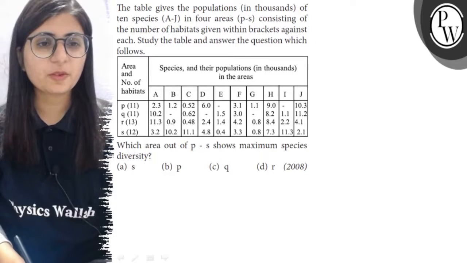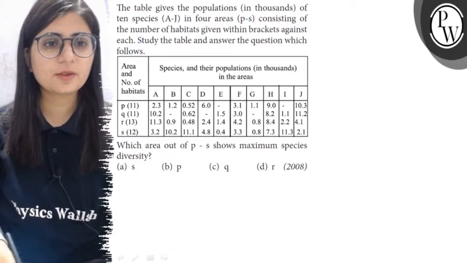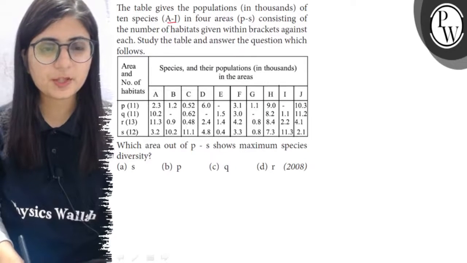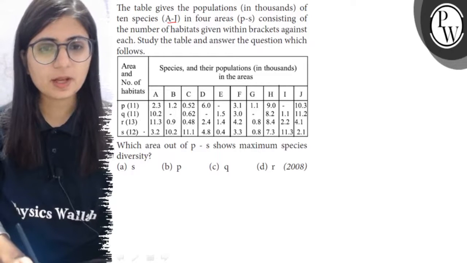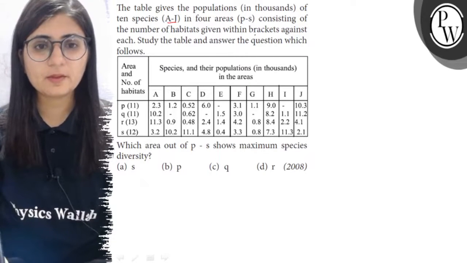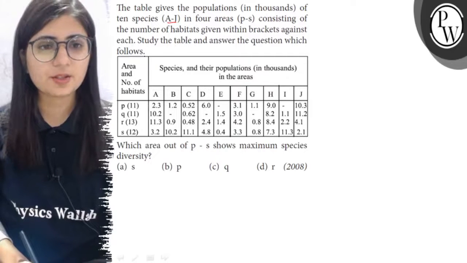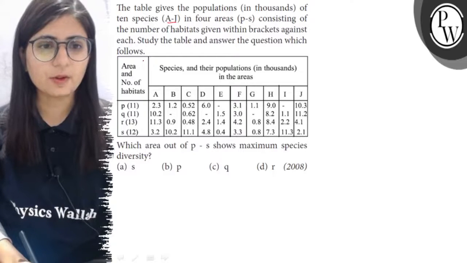Hello bachcho, the question is: the table gives the population in thousands of 10 species. The species are named from A to J in 4 areas P to S, consisting of the number of habitats given within brackets against each. Study the table and answer the questions which follow.